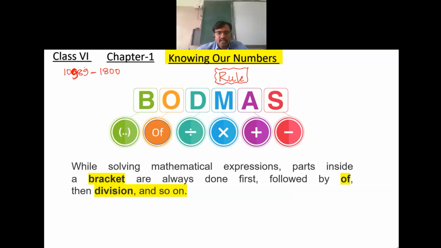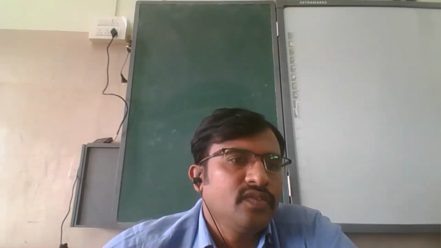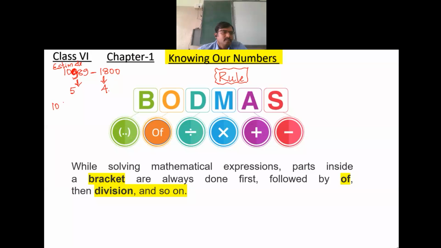So you want to estimate the difference? Observe here how many digits are there in this? 5 digits. In this, 4 digits. So when 4 digits are there, you round it off to nearest 1,000. When you round off to nearest 1,000, what will be 10,989 to nearest 1,000? 11,000. It becomes 11,000. Very good.